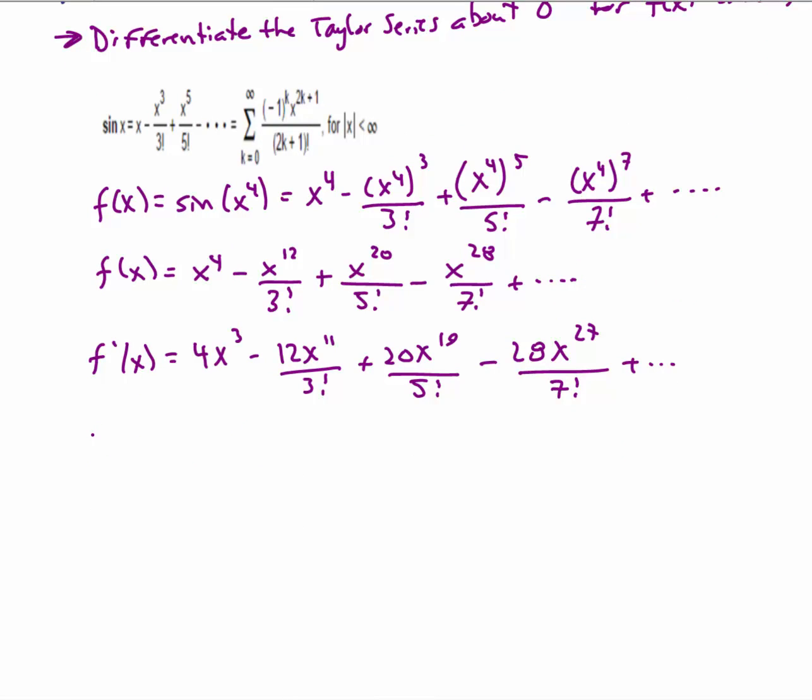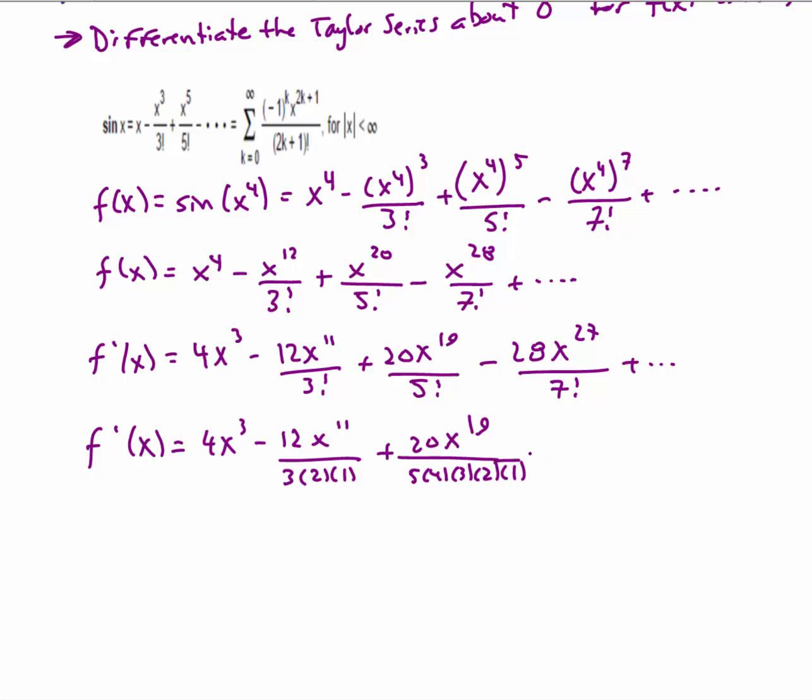Okay, simplifying. Now when we think about simplifying, I'm going to write out these factorials. 3 factorial is 3 times 2 times 1. 5 factorial would be 5 times 4 times 3 times 2 times 1. And then 7 factorial, you get the idea, 7 times 6 times 5 times 4 times 3 times 2 times 1. Now we want a pattern here.